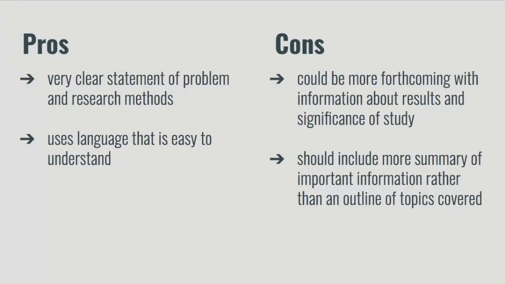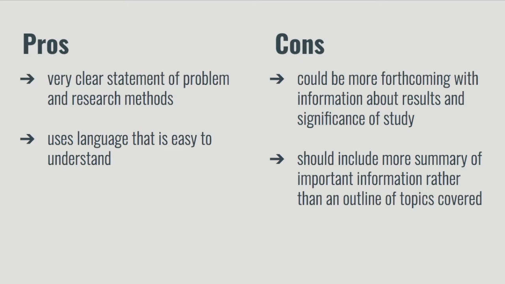So these are the pros and cons that I noted for the second abstract that we looked at. First, I thought it had a very clear statement of the problem and research methods. So we knew right away, okay, this is what the research is responding to, and this is how they conducted the research. Definitely in comparison to the first abstract we looked at, this one used language that was very easy to understand. It wasn't so jargon heavy. It was a little bit more simple and clear and straightforward.